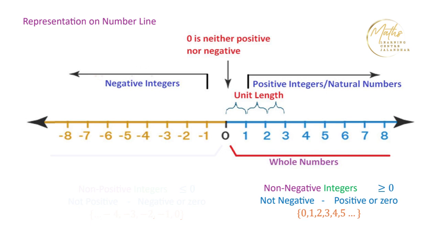Now, another term corresponding to it is non-positive integers. Non-positive integers means the integers which are not positive. It means these include the negative integers and the number 0. So when we are talking about non-positive integers, we are saying all the integers which are less than or equal to 0. So the integers we have over here are 0, -1, -2, -3, -4 and so on. These are the non-positive integers.